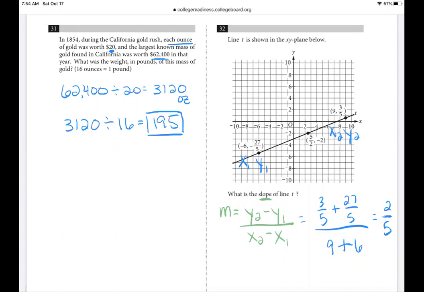Okay, that's numbers 31 and 32. Again, link below for the next page.